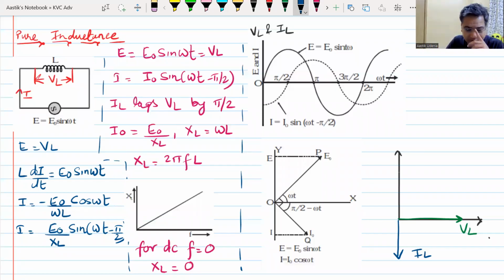Here, I think I have forgotten to mention one thing. What will be the power consumed in this circuit? 0, sir. The power consumed in this circuit will be 0 because the phase angle is pi by 2. So the power would be 0 no matter what happens. Do we understand this? Yes. Everyone understands this? Yes, sir.